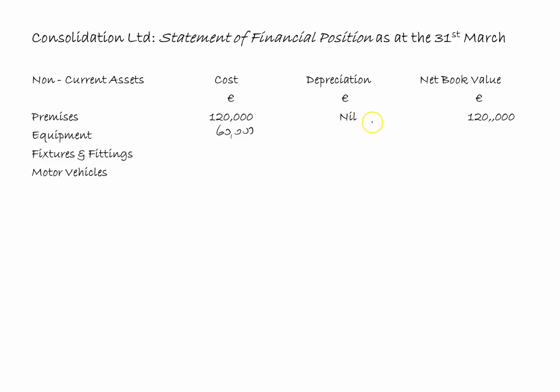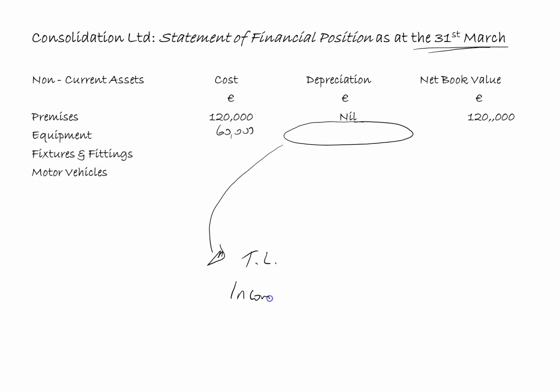60,000. Now the depreciation is the accumulated depreciation on the non-current asset, up to and including the 31st of March. So I'm going to have to calculate this figure. Now I'm going to look in two places for it. I'm going to look in the trial balance, and I'm going to look in the income statement.